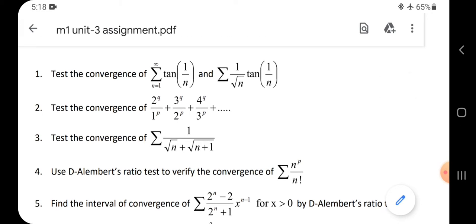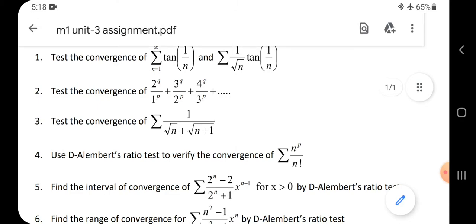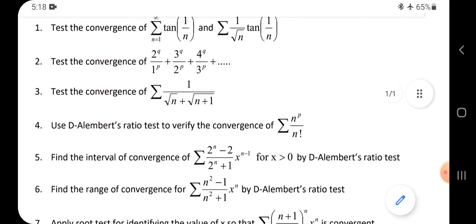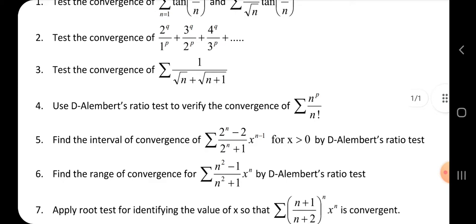So the first problem, just look at this. Second, third, the name is mentioned for certain problems. In that case, you definitely need to use that particular method only.